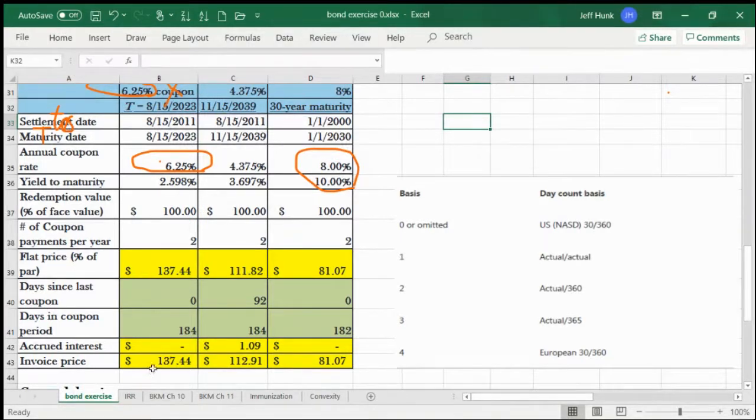But to get to the invoice price, we still had to mathematically find the accrued interest for the days that the bond was held in the coupon period. So actually, we don't have to rely on Excel's built-in function. We can calculate it mathematically, in other words, by building the formula into Excel.